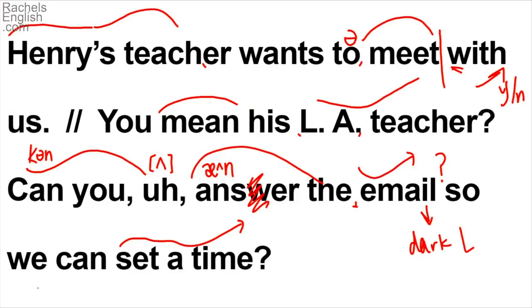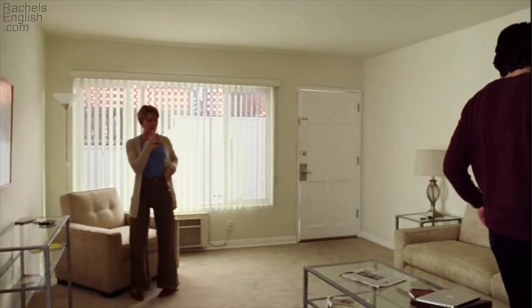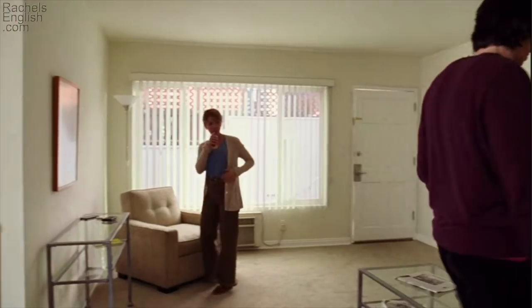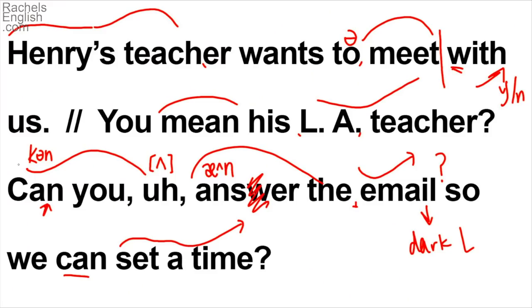Now let's look at this word can. We just had it up here, and it was pronounced "kn." How is it pronounced the second time? So we can set a time. Kn, kn. So fast, so unclear. So we can set a time. I guess I'll write it with all of those sounds, but it's just so fast. None of it's very clear, is it?